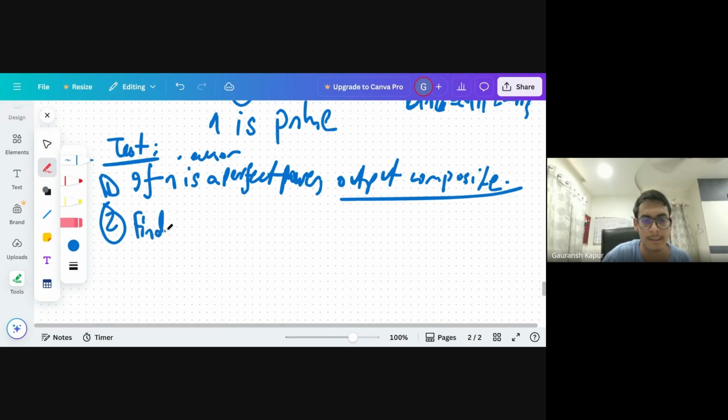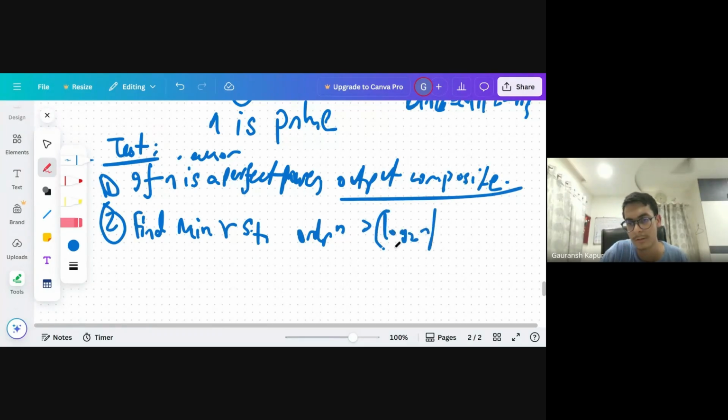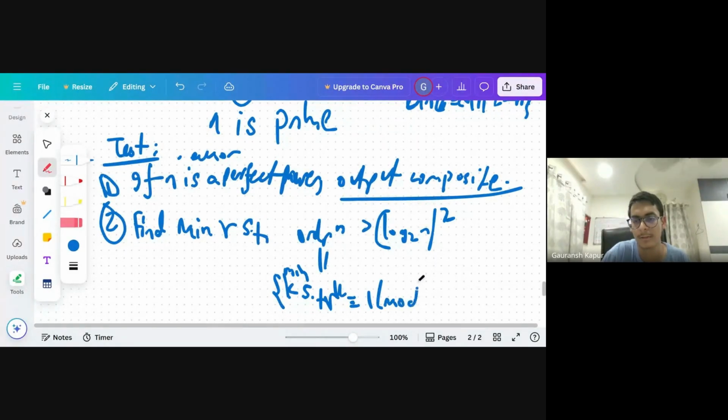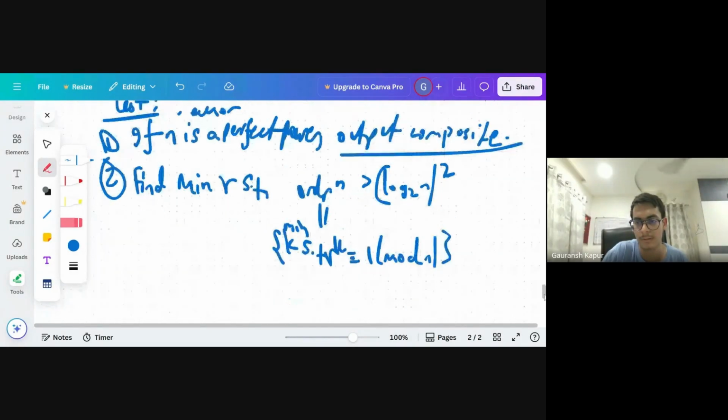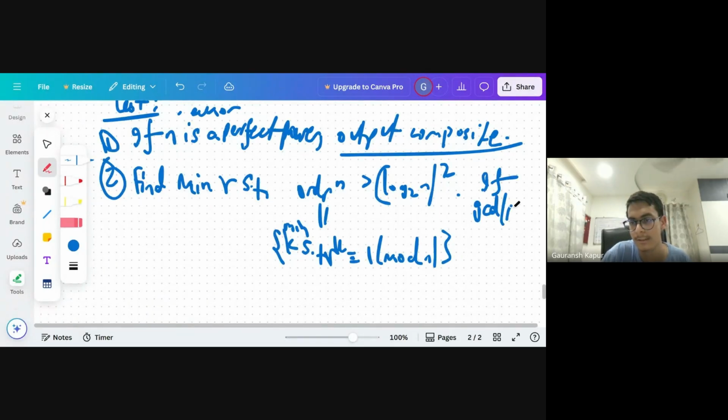Now in the second step, it finds the minimum r such that the order of r mod n is greater than log n whole square. The order of r mod n is the smallest number k such that r to the power k is 1 mod n. So we find the smallest r such that the order of r with respect to n is greater than log n base 2 whole square. And now we check one thing, which is the GCD of r and n. If the GCD of r and n is not 1, then output composite. So if r and n are not co-prime, then n is composite.